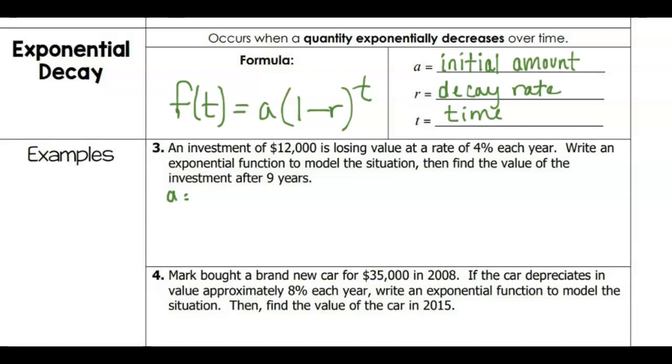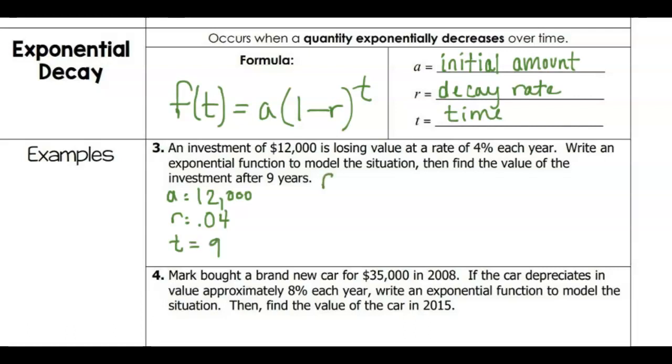So when we think of decay rate, for instance, in this first one, we have an investment of $12,000. It's losing value at a rate of 4% a year. We're actually going to take that 4% and subtract it from 1 to get our decay factor, which we multiply with. Okay, so in this case, A is our $12,000. R is the 4%, and then obviously the time, we're looking for the value of the investment after 9 years of losing 4% a year.